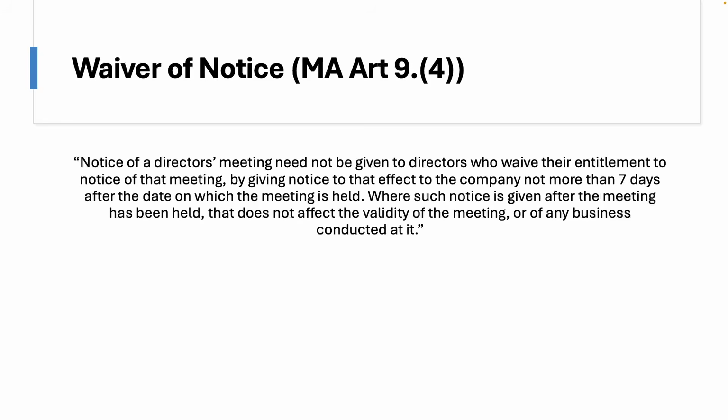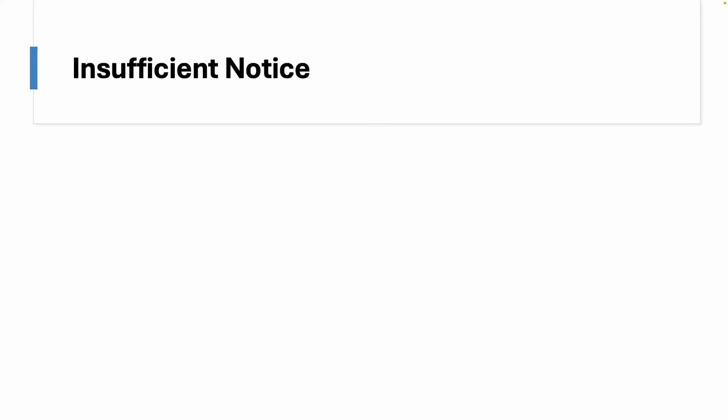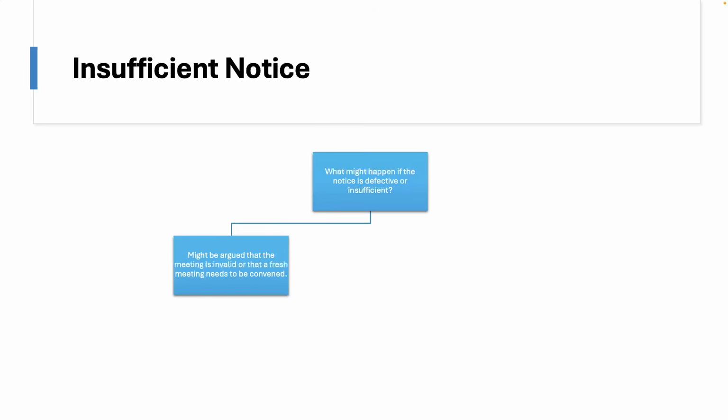But what if there is just insufficient notice? What if there hasn't been a waiver of notice? What if there is just a defective, insufficient, or a non-notified director? What happens in those regards? Well, in those kinds of circumstances, what happens if there is an insufficient amount of notice or a defective amount of notice? Then it might be argued that the meeting is invalid, that it is specifically invalidated, and that a new meeting, a fresh meeting, needs to be convened.